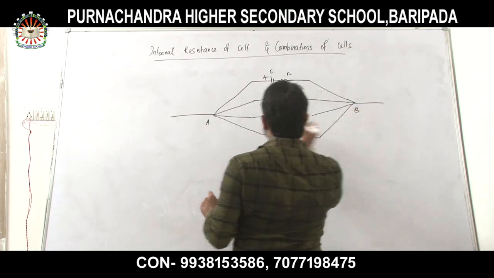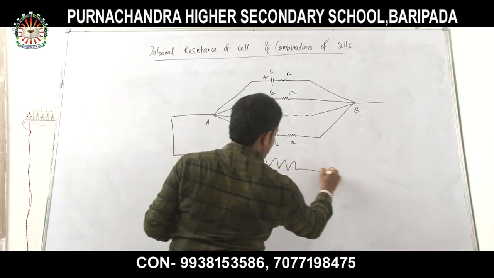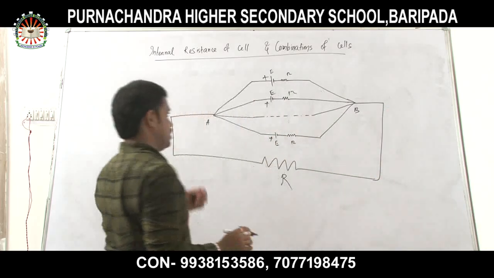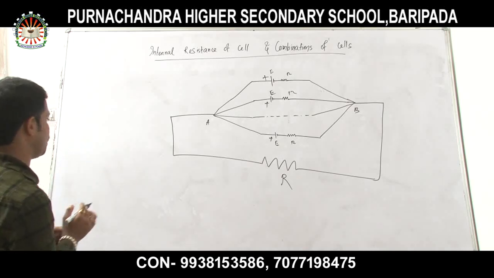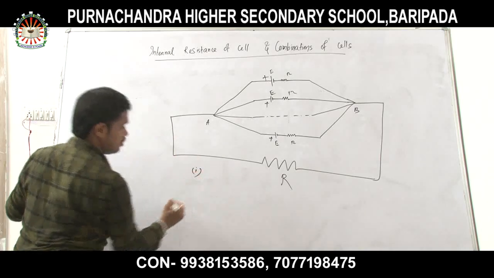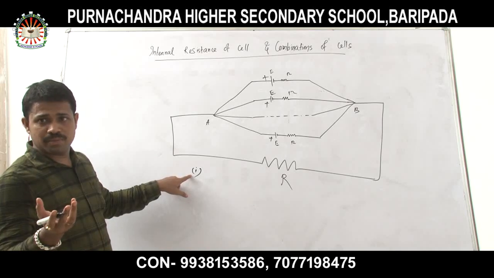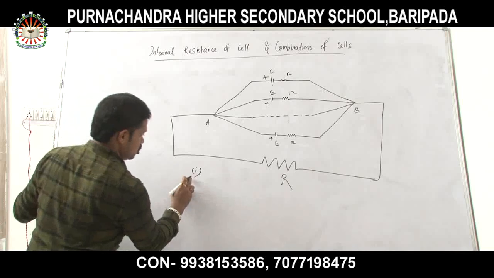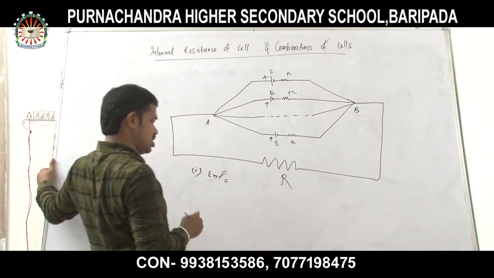This is your node B, and this whole connection is connected again to an external resistance, capital R. Very simple. Clear? So what happens in this type of connection? Again the same points. Number one, look very carefully: what is the net EMF or total EMF? Let us find out the total EMF in the parallel combination.